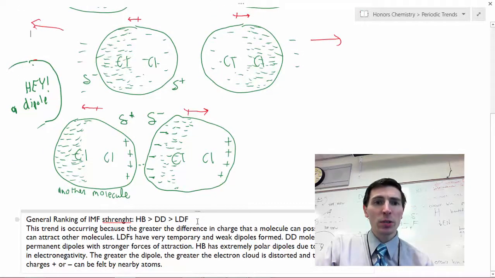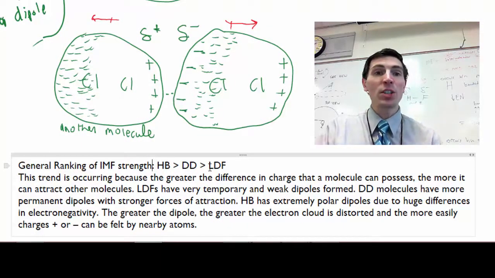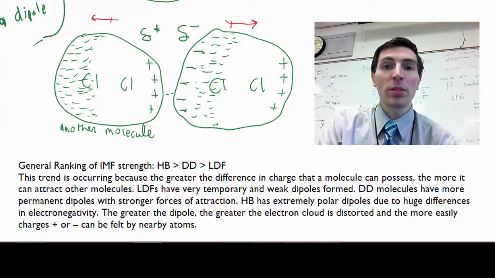When you look at all three forces and rank them by strength, in general, not always, but in general, hydrogen bonding is going to be the strongest. Dipole-dipole forces are going to be the next strongest, and then London dispersion forces are generally the weakest, but in some cases it can actually be greater if the molecules are large enough. I want to show you an example of this.